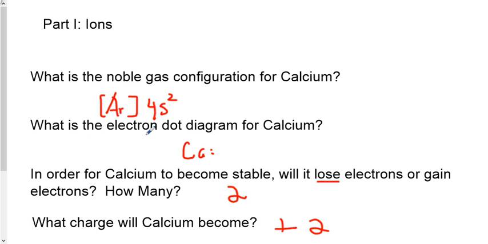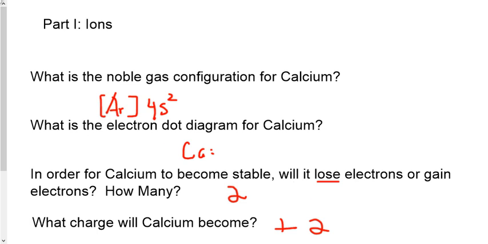Now what about calcium becoming stable? Well, calcium wants to have 8 electrons in its outer level, just like all the other atoms. It only has 2, so it could gain 6 or lose 2. So it's going to choose to lose 2 electrons and become positive 2 in charge. Now why is it positive 2 instead of negative 2? Well, remember, electrons are negative, so if you lose something that is negative, it'll make a positive charge. So we have a positive 2 charge there. Hopefully that makes good sense.